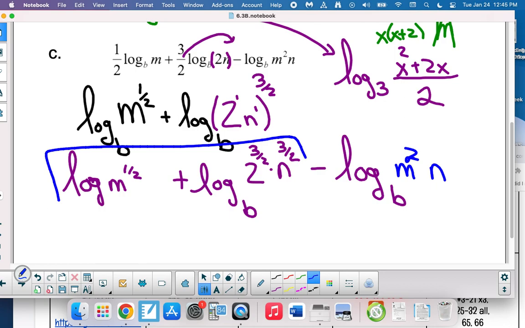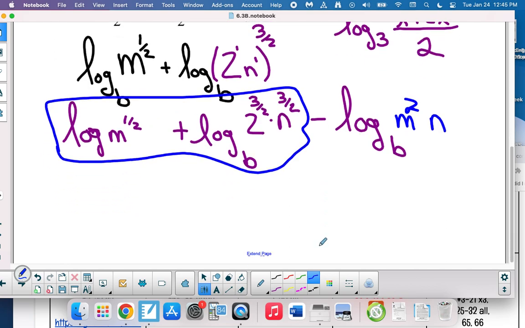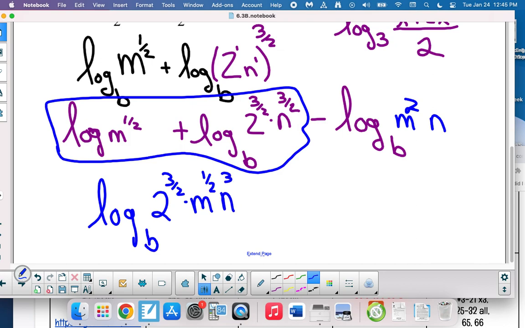Log plus log is the same as multiplication. Take two of them, make them one. So it'd be log base b of 2 to the 3/2, I'm just going to leave it, times m to the 1/2, times n to the 3/2. Okay, I guess there's no more. Minus log of m squared n.